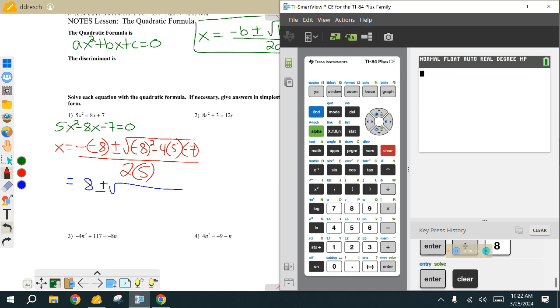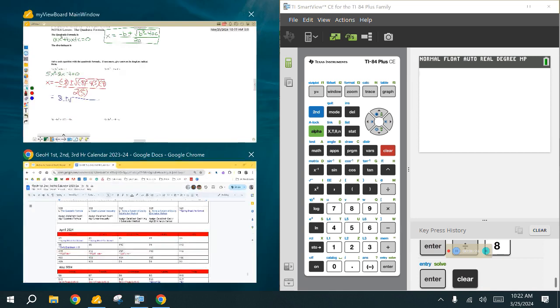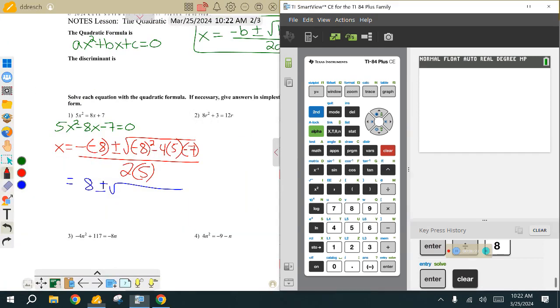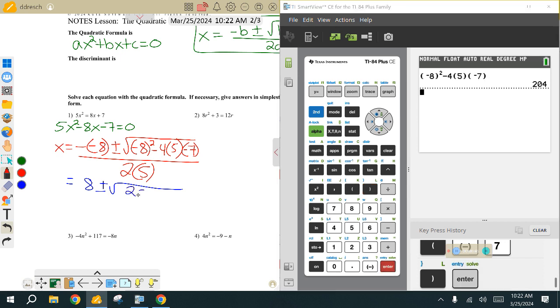So what's it say? Negative parentheses, negative 8 squared, and then minus 4 times what? 5 times what? Negative 7, right? So at this point, we hit enter. Underneath the square root is going to become what? 204. All that goes back to the calculator, because what is 2 times 5? We don't need a calculator for that, do we? Yeah, we know that one.